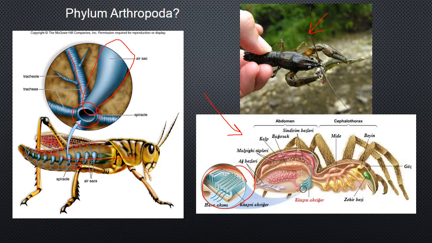So in our phylum Arthropoda, we have everything from the trachea to gills to book lungs. So all three of those are found in phylum Arthropoda.